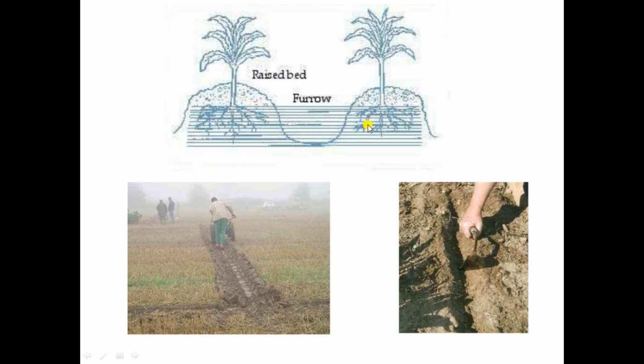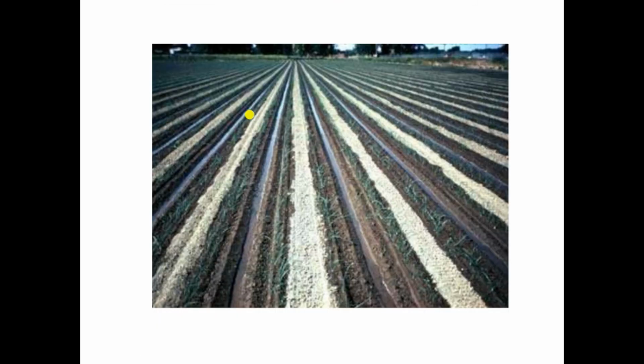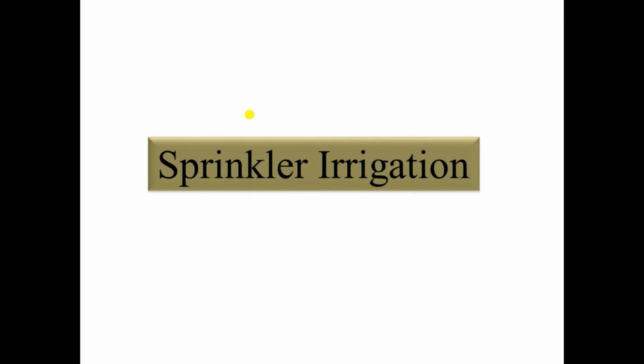The furrow method is generally used for row type crops and long lifespan crops. That is one raised bed and those are the furrows. If we fill that particular furrow with water, the water percolates through the sides of the furrow, and the crop is cultivated using the furrow. Now that is another example of the furrow method.